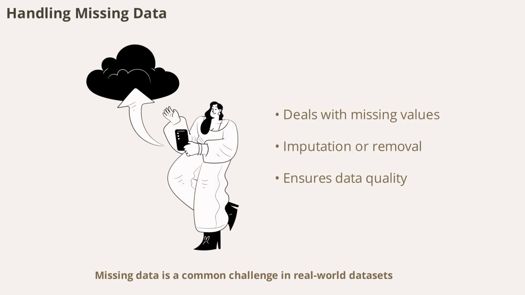Missing data is a common challenge in real-world datasets. Algorithms can't learn effectively if important information is missing. Techniques like imputation, where missing values are filled in, or removing incomplete records, help address this issue. Choosing the right strategy depends on the amount and nature of the missing data.